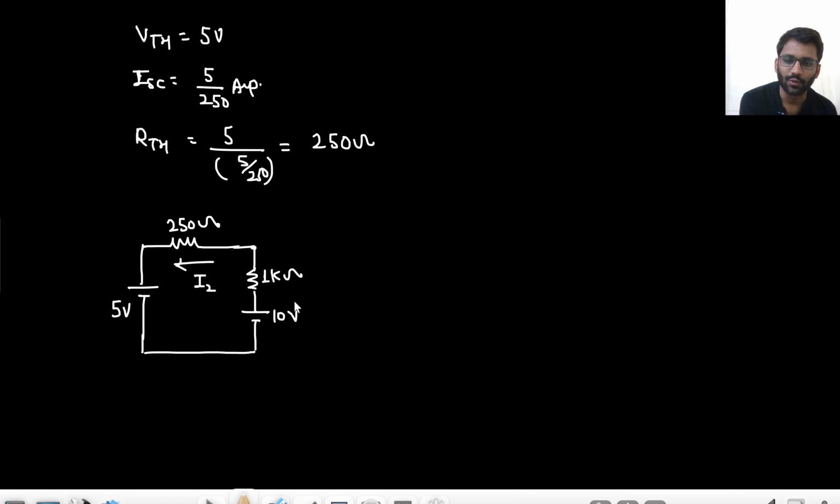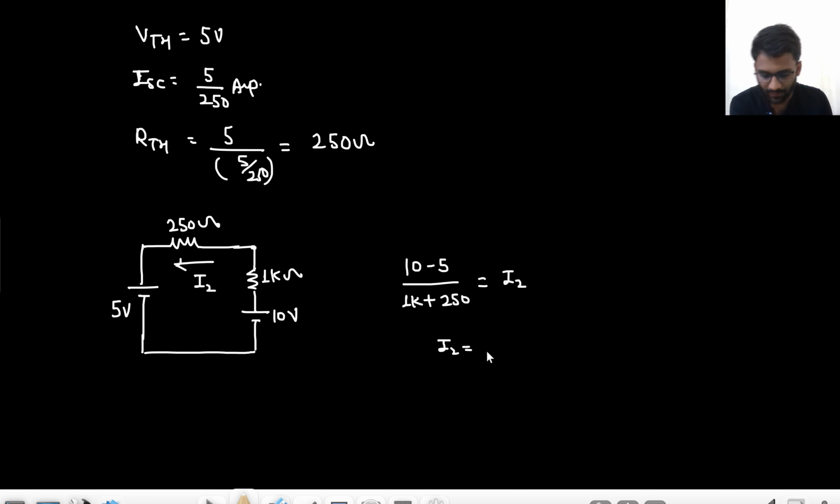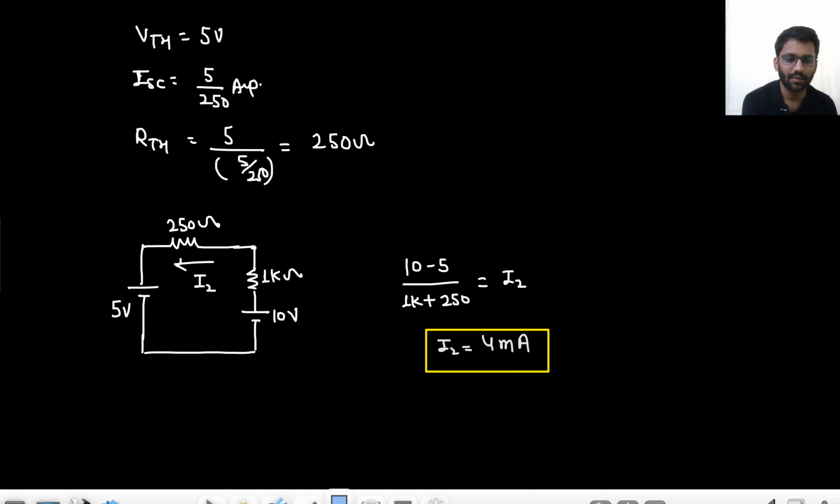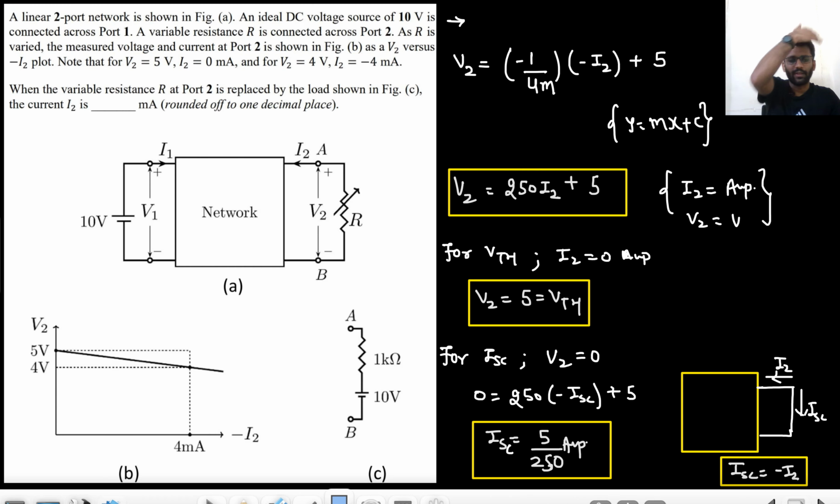Okay. So what will be my I2? That would be 10 minus 5 upon 1k plus 250. That will be my I2. So I2 will be 5 by 1250. That means it will be 4 milliampere. So this is my answer. Okay. So my I2 was 4 milliampere.